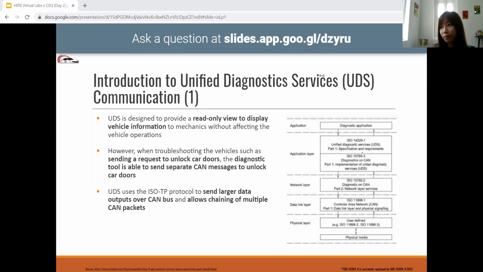To do anything to the ECU, UDS requires unlocking a diagnostic session. In normal use cases, UDS is used to read vehicle information without affecting vehicle operations. And UDS uses the ISOTP protocol to send larger data output over the CAN bus, allowing chaining of multiple CAN packets.